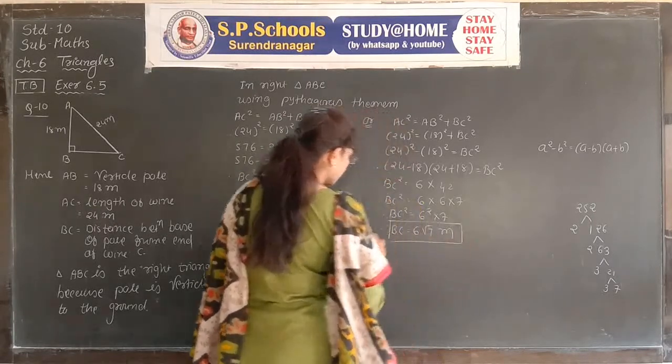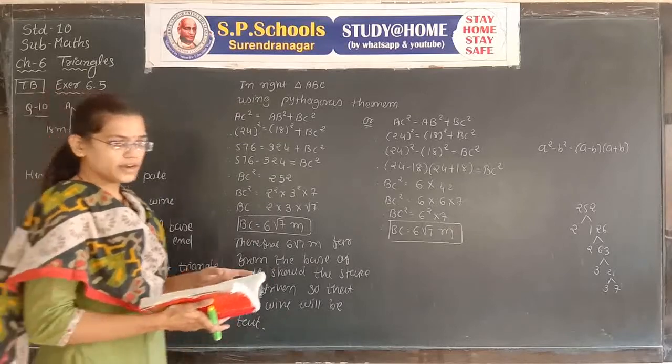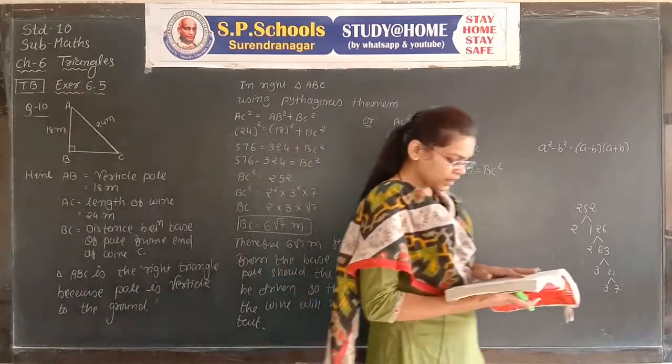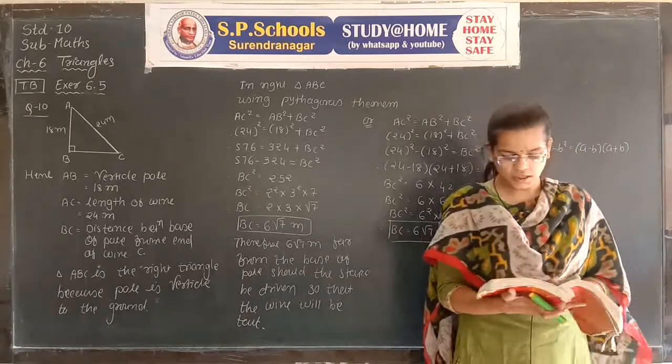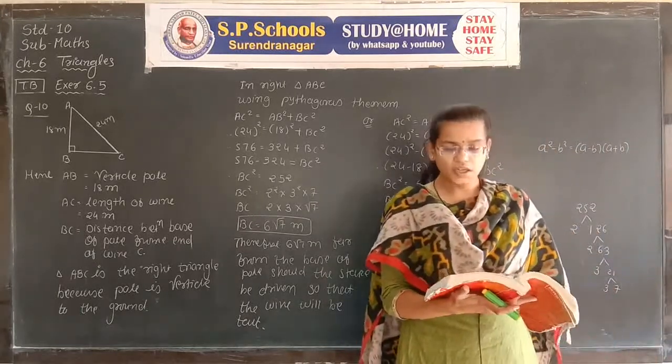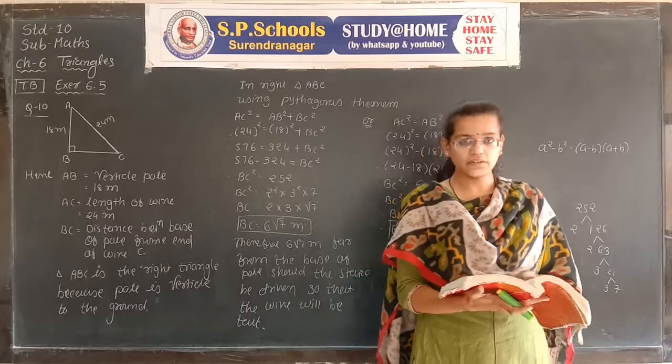This is another way to find the value of BC. In this session, up to question number 10 is completed. Whenever we meet in the next session, we will discuss question number 11 from the textbook.